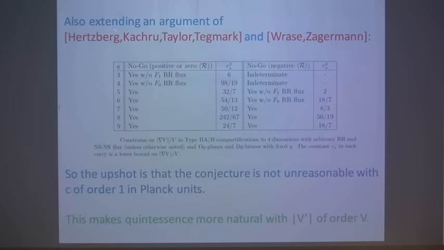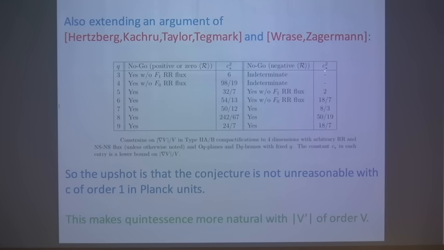Also, extending an argument of Hertzberg et al. and also Rudelius et al., one can show that if you compactify type IIA or type IIB from 10 dimensions to 4 dimensions with arbitrary Ramond-Ramond flux and with OQ and DQ branes turned on, but only for a fixed Q, then for almost all these cases you get bounds of the type I just told you, including negative O branes, by the way. So this shows that for large classes you get no-go theorems.